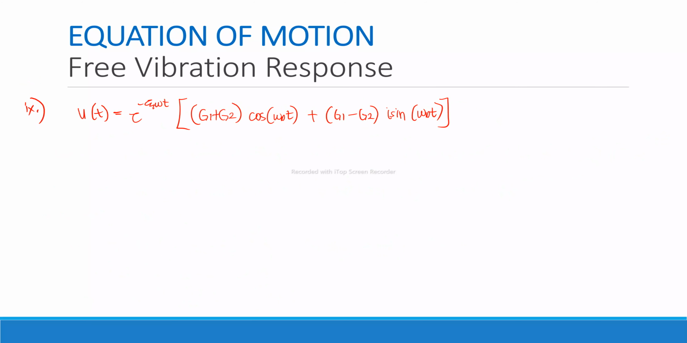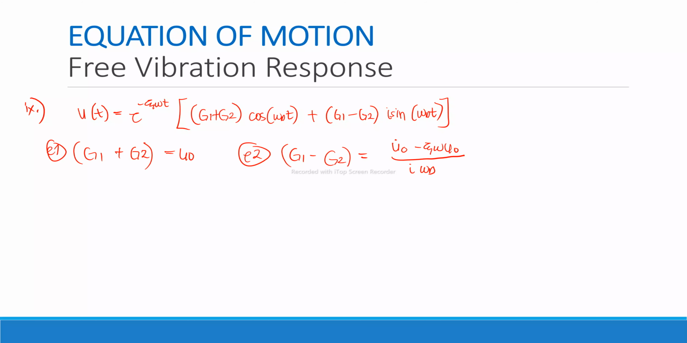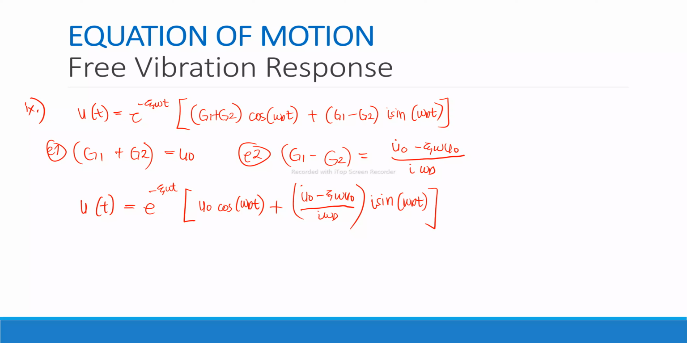Now, this is our equation, a general solution to the equation of motion. Applying equation 1 and equation 2, we will eventually get that the general solution for the underdamped condition, u of t, is equal to e to the negative psi omega t times u naught cosine omega dt plus u dot naught minus psi omega u naught over i omega d times i sine omega dt. Now, this i will cancel.